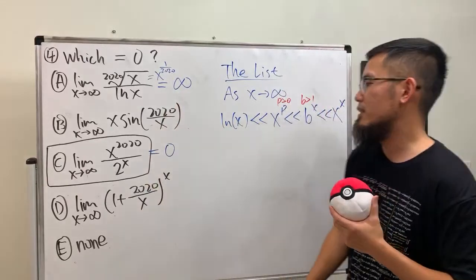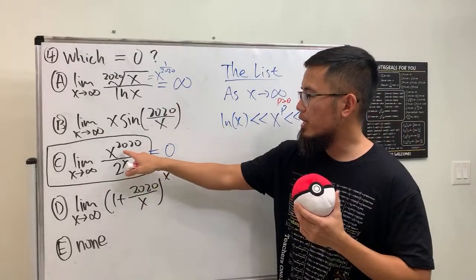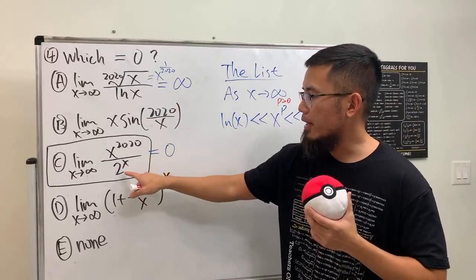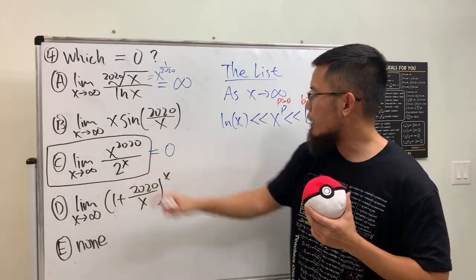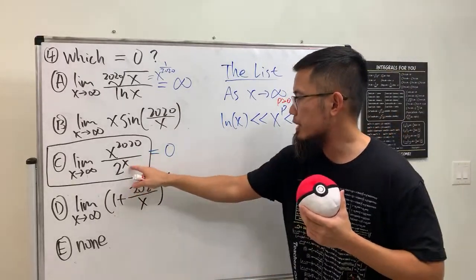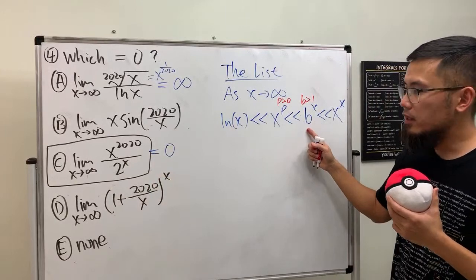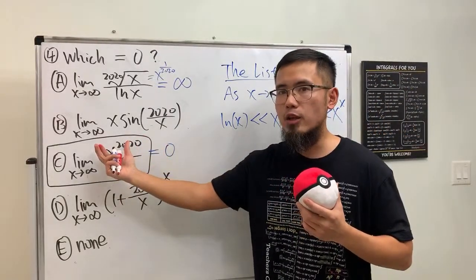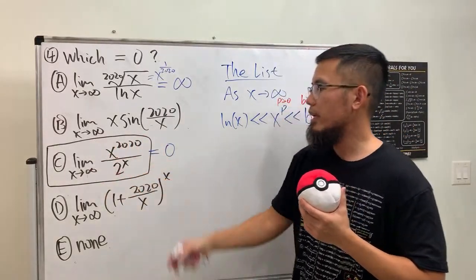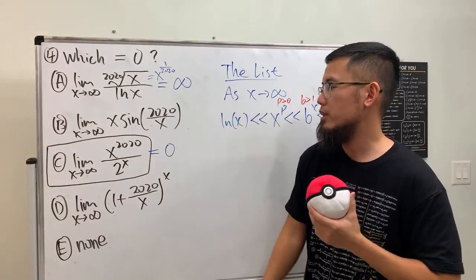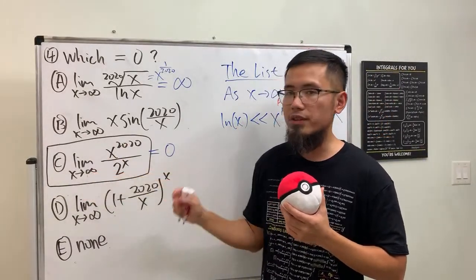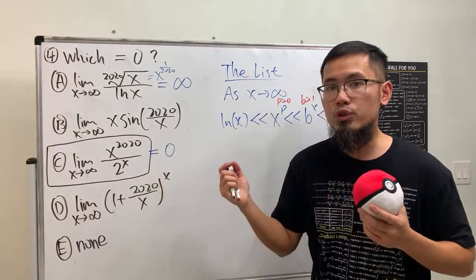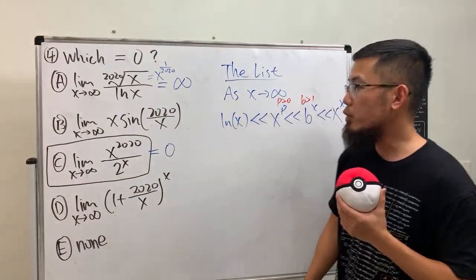Quick and easy. On the other hand, if you look at x to the 2020 divided by 2 to the x, 2 to the x belongs to here. So as you can see, the top is so much smaller than the bottom. And how much smaller? If you take the limit as x approaches infinity, the ratio will go to 0. So that's pretty much it.